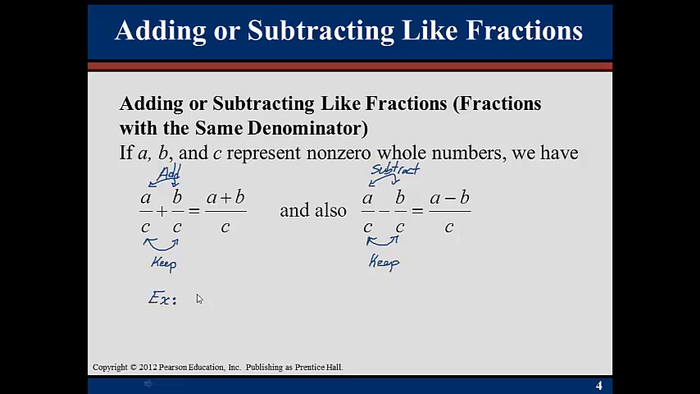Here's an example. Let's say we had 3 over 5 minus 1 over 5. So 3/5 minus 1/5. We see that the bottom numbers are exactly the same. Therefore, all we got to do is subtract the top numbers. So 3 minus 1 over, keep the bottom number, which is 5. And this becomes 2/5.